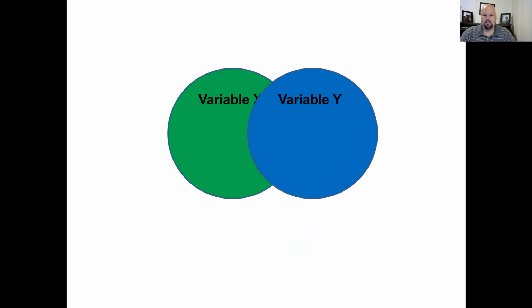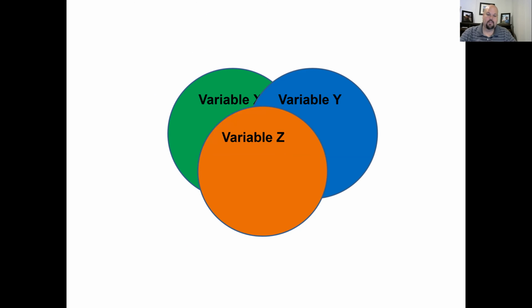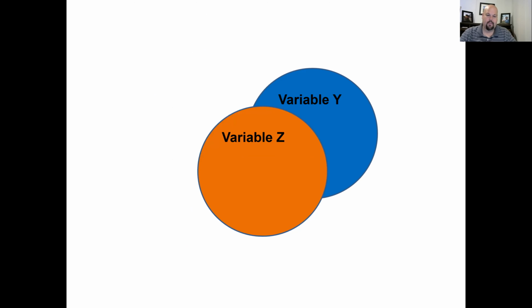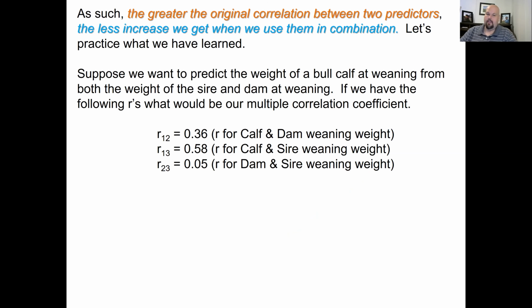Okay? So these are the variables here. Those are how X and Y relate to each other. That's all three together. That's Y and Z, and then the last one together. The greater the original correlation, the better your predictions, right?